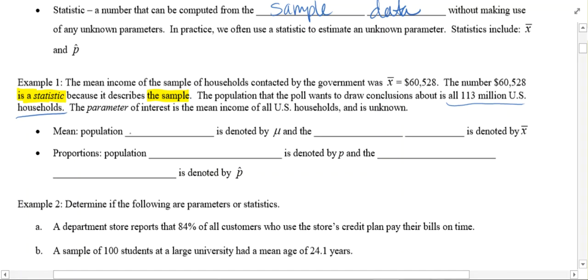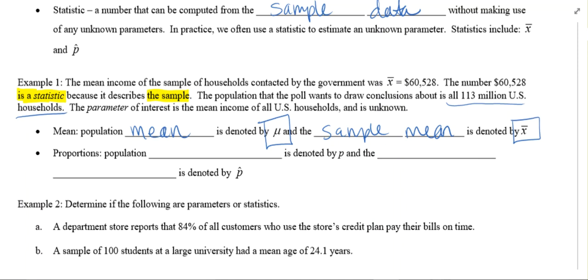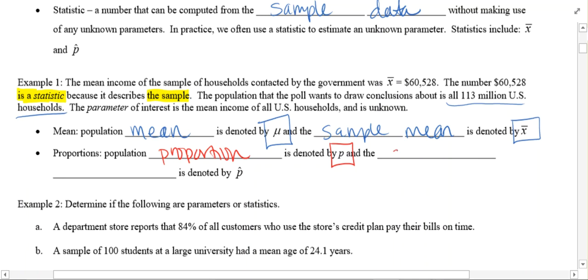The population mean is denoted by mu, and the sample mean is denoted by x bar. We're going to keep going over this notation, so you'll get the hang of it. For proportions, the population proportion is denoted by a lowercase p, and the sample proportion is denoted by p hat.